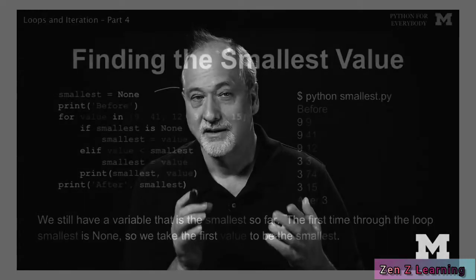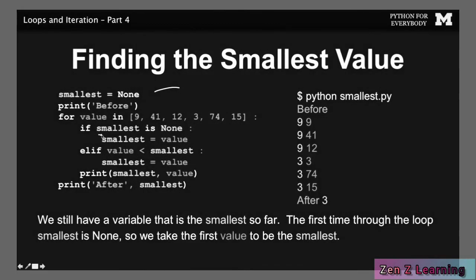So we can say, is the contents of smallest none? If smallest is none. Is is more powerful than the double equal sign. It means, is it exactly the same as? And so if we are asking, is smallest none, that's only true if we've got a none in there. If we put 17 in, smallest is not none. So this is how it works. You start with smallest equals none. And then in the code, we have a little bit more intelligence.